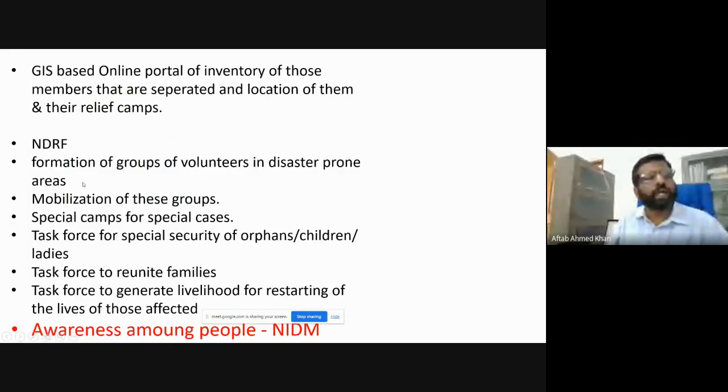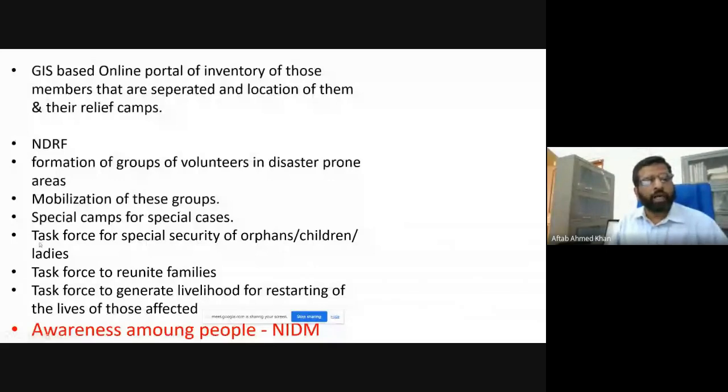We need a GIS-based online portal with an inventory of all those members that are separated, their locations, and their relief camps. This task of relief is done by the National Disaster Relief Force. Now we have this, but the nation itself, the government itself, cannot attend to catastrophic events. Therefore, citizens' participation is a must. So we need groups of volunteers in the disaster-prone area. These groups should be mobilized at periodic times. If there is a cyclone, there should be special camps for special cases like women, children, and the elderly.